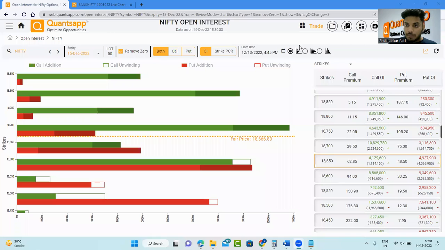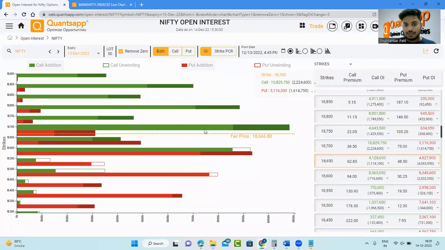So if you want to buy, number one, you want call writers to unwind. Otherwise, you can wait for Nifty to sustain above the highest call. Then most probably you will see that all these call writers may unwind, and then there might be a big move.